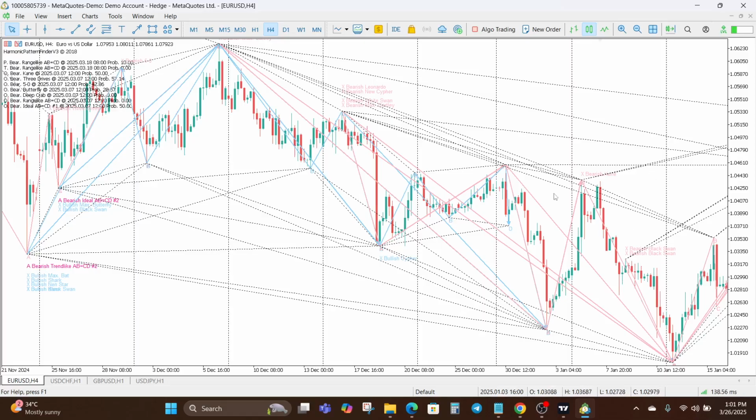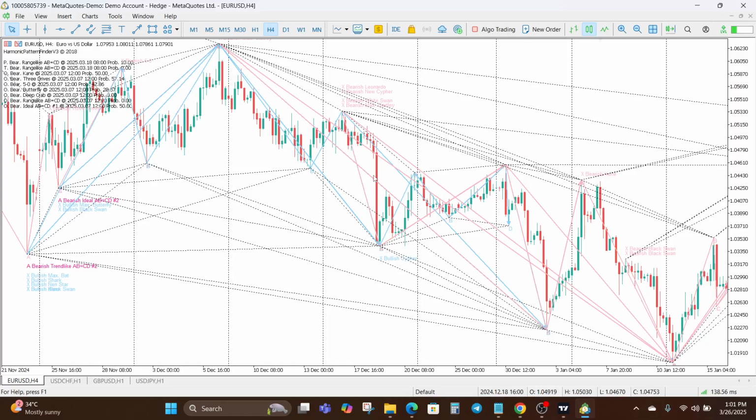Each of these patterns has its own Fibonacci ratio requirements, making them difficult to identify manually. Okay, so that is where the Harmonic Pattern Finder Indicator comes in. All right, now you might be wondering why identifying patterns manually is hard. Well, spotting harmonic patterns with the naked eye is not easy. All right, it's not easy.